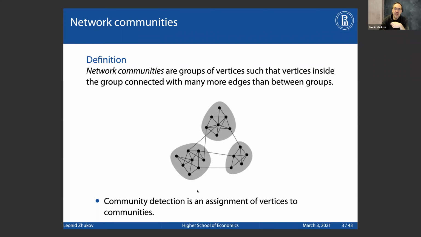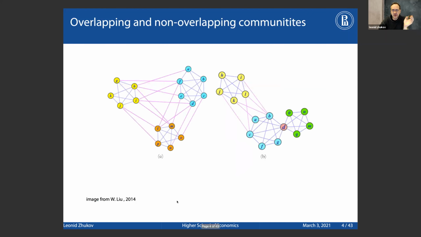All right. So looking for communities, we will distinguish the picture on the left, where the nodes will be exclusively assigned to one community, and the picture on the right, where there is a possibility that the node is assigned to two communities. The picture on the left is called non-overlapping community. The picture on the right is overlapping community.